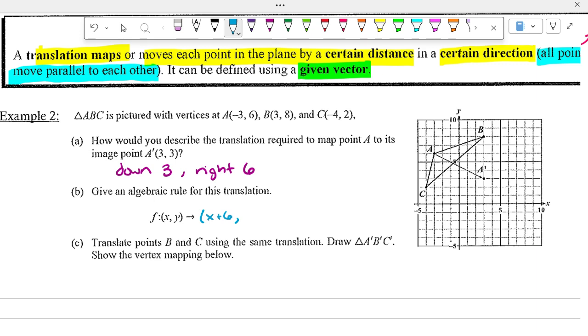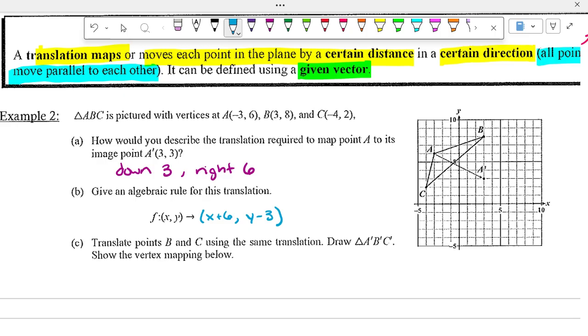How did I get from 6 to 3? What did I have to add or subtract to get from 6 to 3? You have to subtract 3. So since it's the y value, how would I write my new expression? Y minus 3. And just like that, we created the rule.